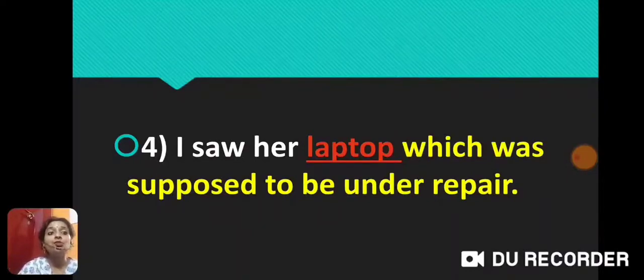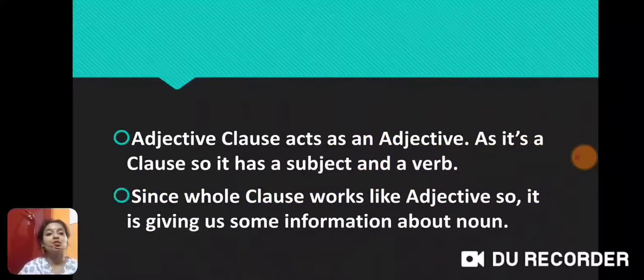Fourth sentence, I saw her laptop, which was supposed to be under repair. Here, which is the relative pronoun used for laptop, and the yellow highlighted part, which was supposed to be under repair, is the adjective clause. Noun is laptop. So, just see the points to be noted. An adjective clause acts as an adjective. So the whole adjective clause in the sentence is acting as an adjective. And as it's a clause, it has a subject and a verb. Since the whole clause works like an adjective, it is giving us some information about the noun.